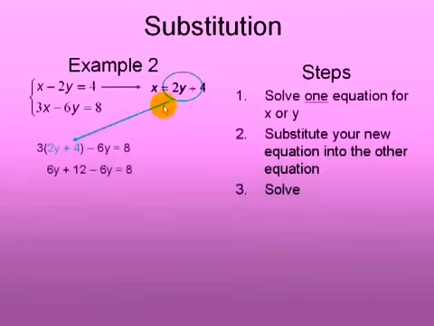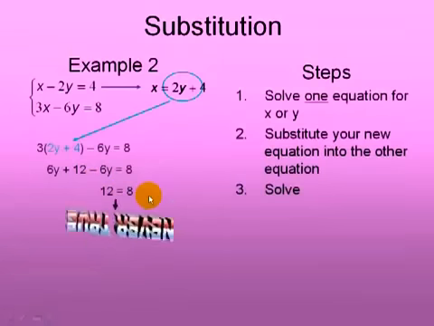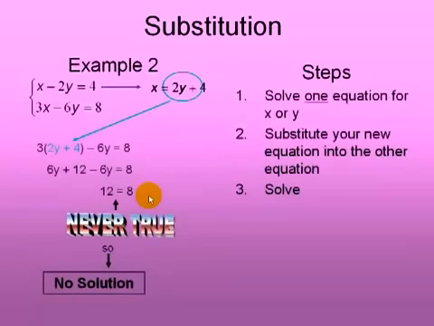We want to solve, distribute, so you get 6y plus 12 minus 6y equals 8. You notice now you've got 6y minus 6y, so we combine like terms, and those y's go away. I'm left with 12 equals 8. Well, this is never true. 12 is never equal to 8, so since this is an untrue statement, we actually have no solution.